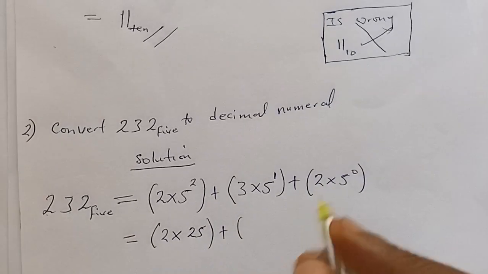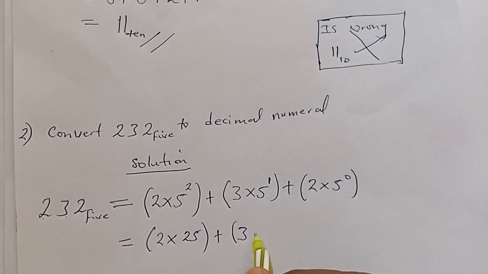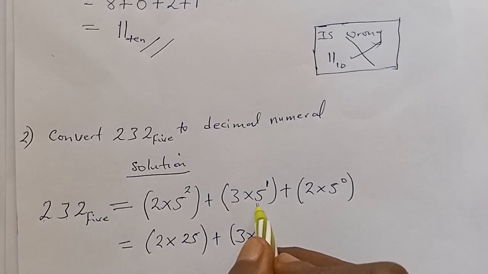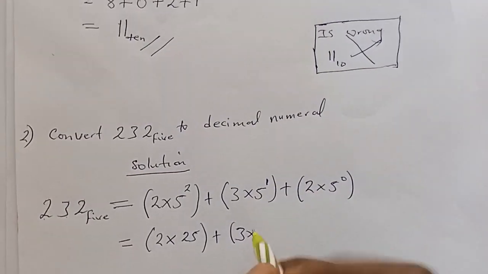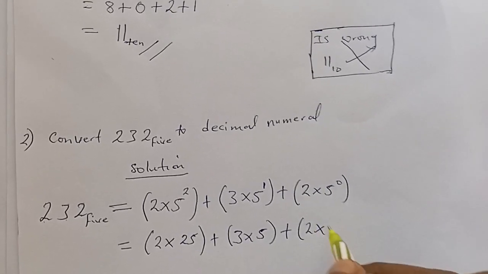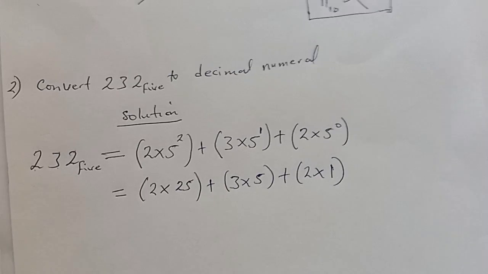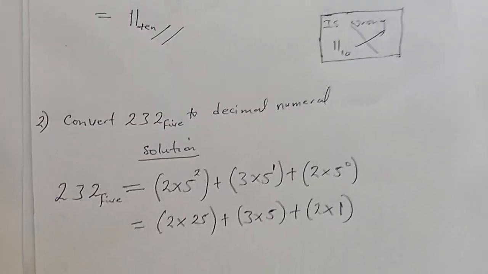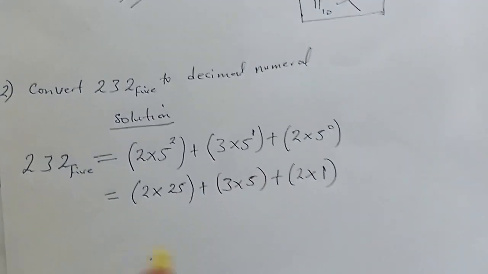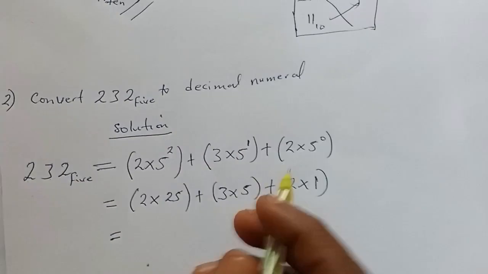plus we say 3. We say any number to the power 1 is what? That number, right? So 5 to the power 1 is what? 5, right? Plus, and we also say that any number to the power 0 is also 1, right? Now, with this, we can use our multiplication to get our answer, right? We can say that 2 times 25 is what?